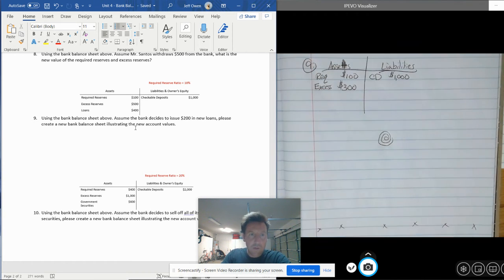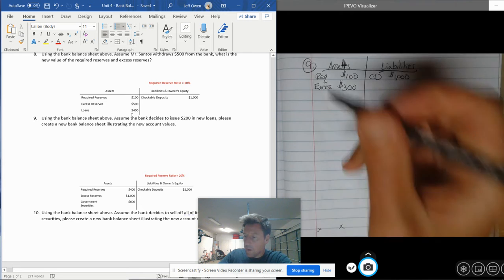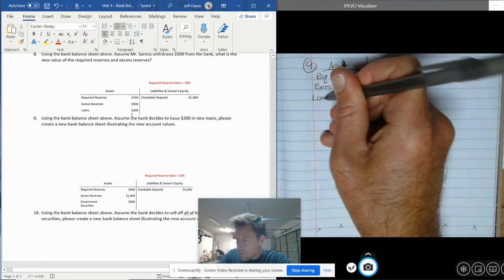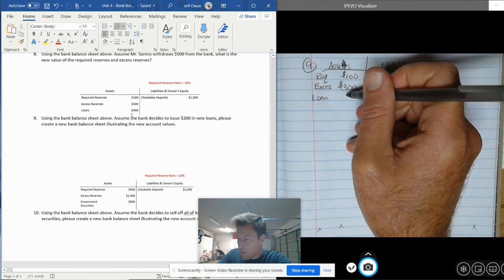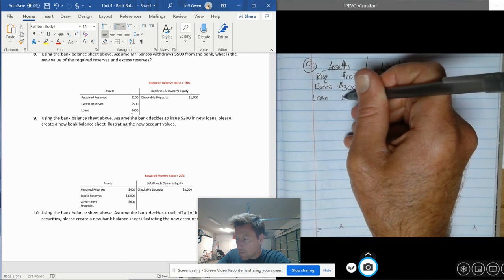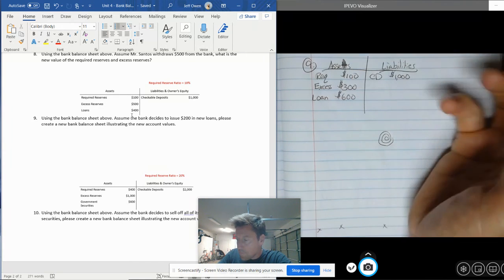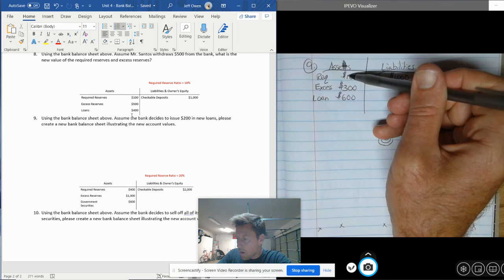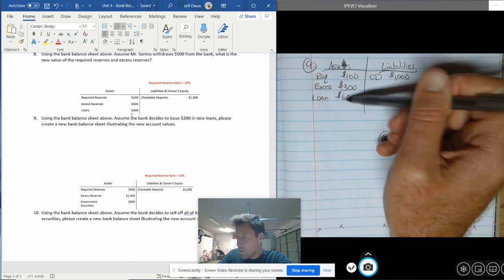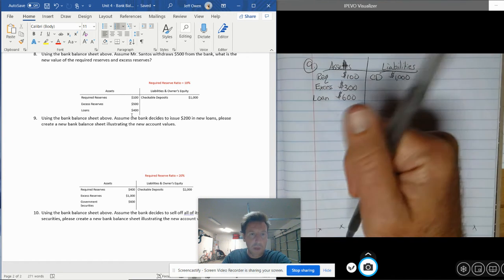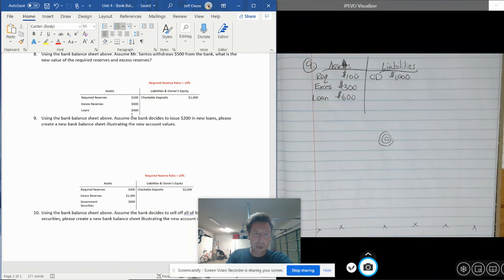And the loans were originally 400, but now $200 became new loans. So 400 plus 200 is 600. Still, we've got 100, 300, so 400, that's 1,000. We're still balanced, the bank balance sheet balanced. So that was number 9.